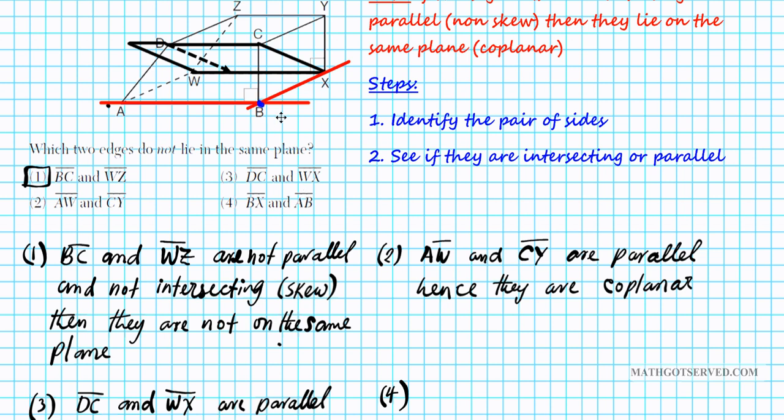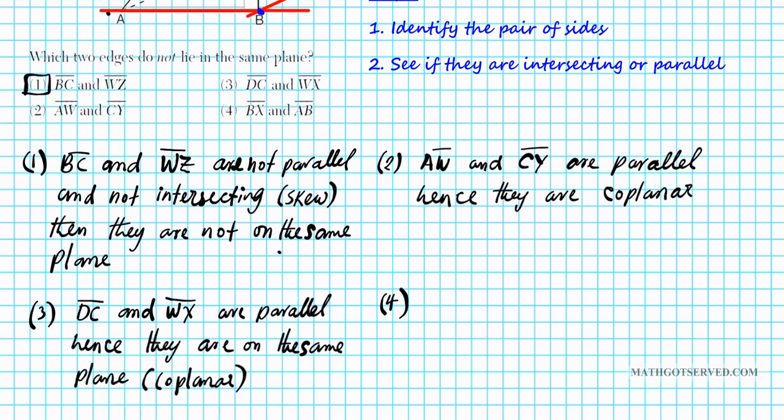Any two lines that intersect, if any two sides intersect or any two segments intersect, then they are coplanar automatically. So they intersect at point D. So what do we conclude? Side BX and AB are intersecting. So what does it mean if they're intersecting? They are coplanar. Hence they are coplanar.